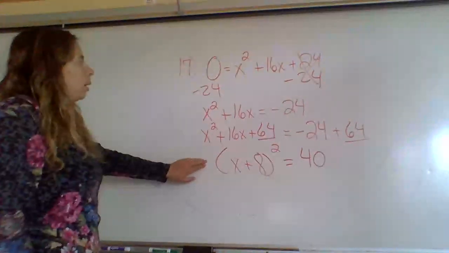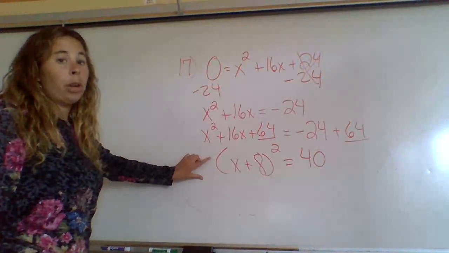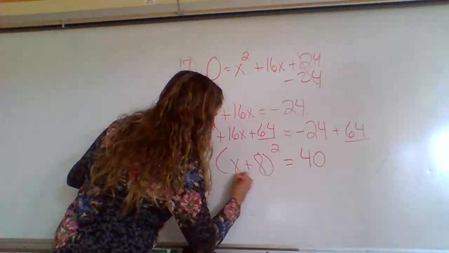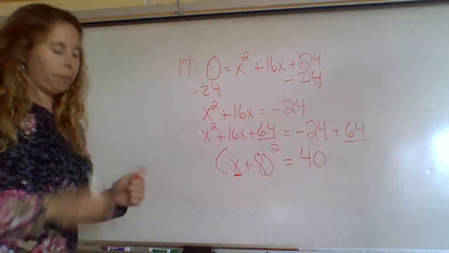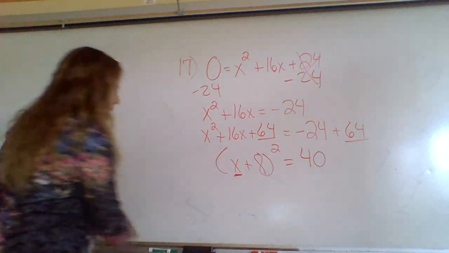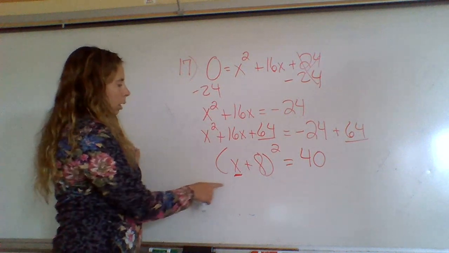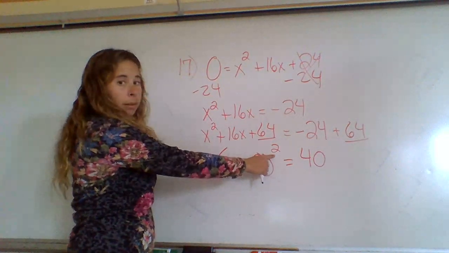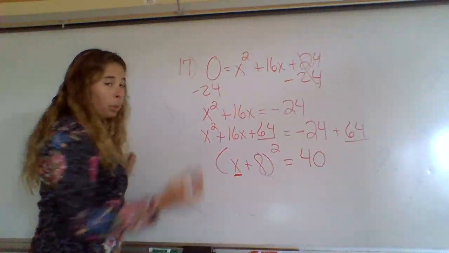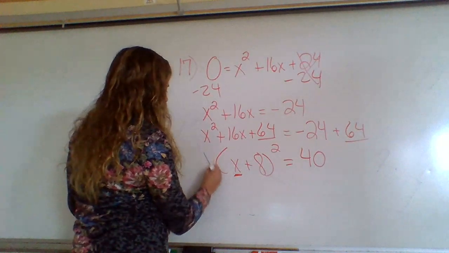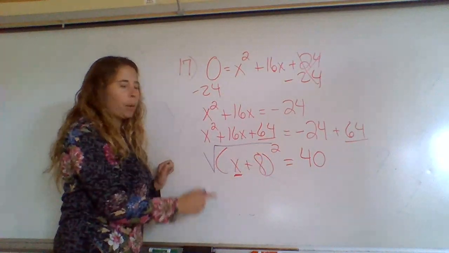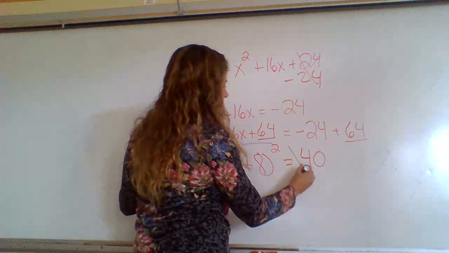So here we are. Some of you like to stop here. You're not done. You're trying to solve for x. So we need to get x by itself. So I have to get rid of my squared. That needs to go away. So I'm going to take the square root of both sides. Okay, because that will cancel out my squared, and what you do to one side, you must do to the other side.